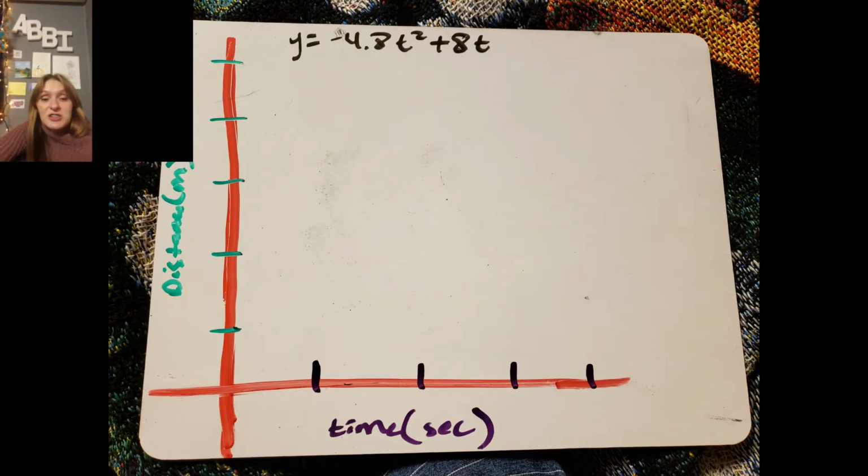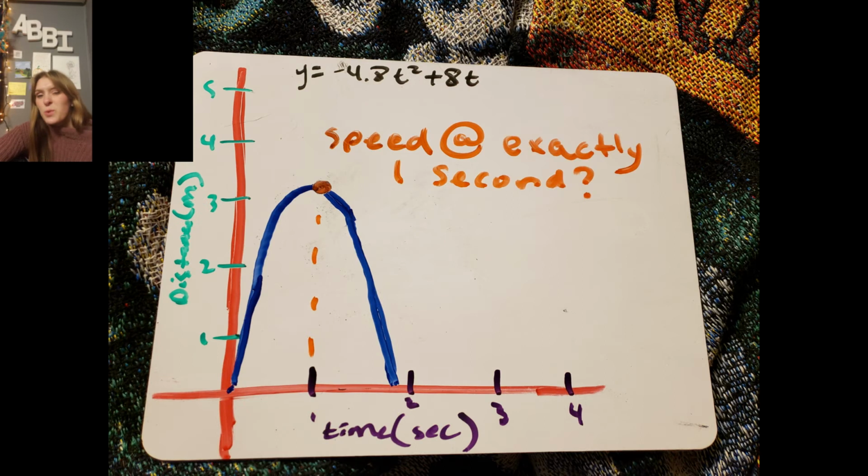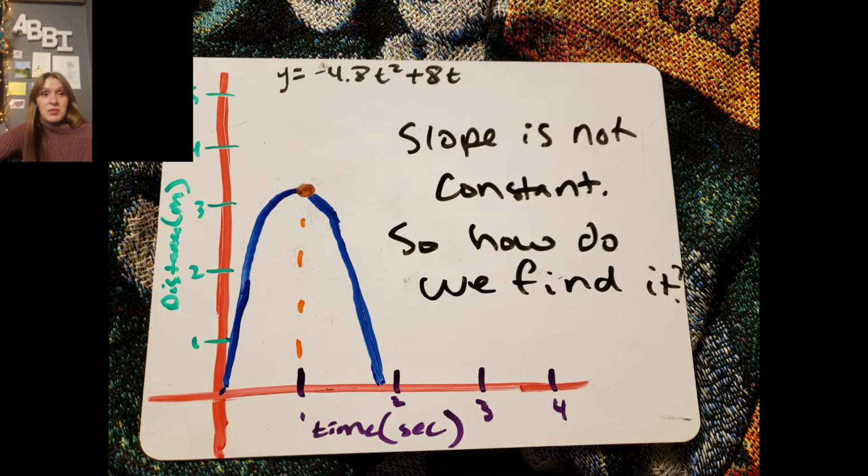We could calculate the average speed for this function as well, the same way we calculated the car's average speed, but it would end up being 0 because the initial and final distance are also 0. So what if we wanted to find the speed of the ball at exactly 1 second? This one would be a little bit harder because it's a curve, not a line. The slope is not consistent. So how do we find the speed?